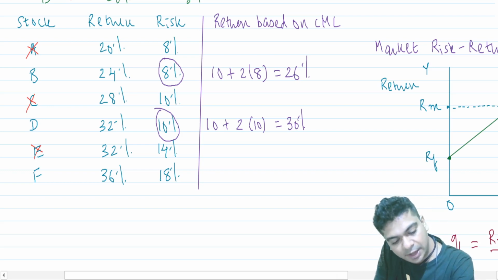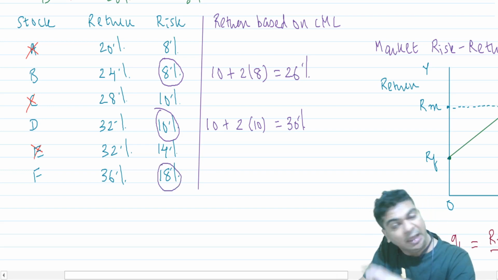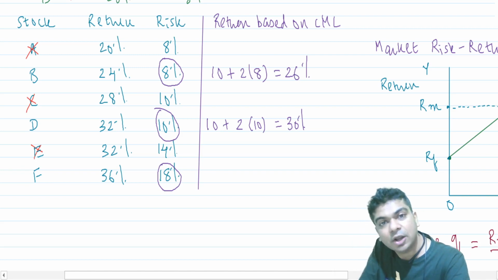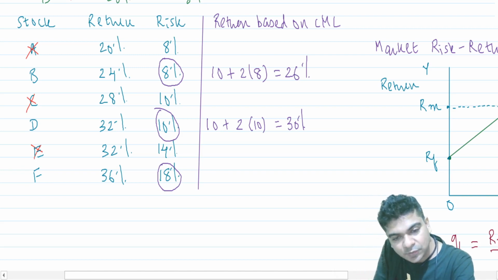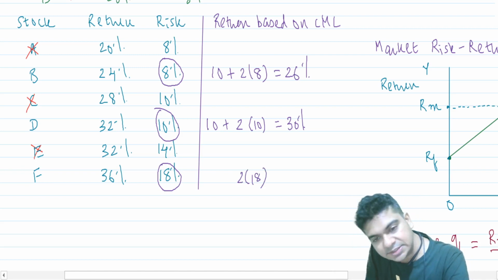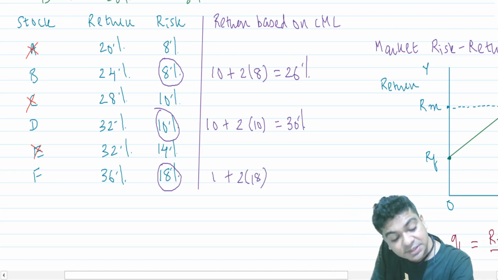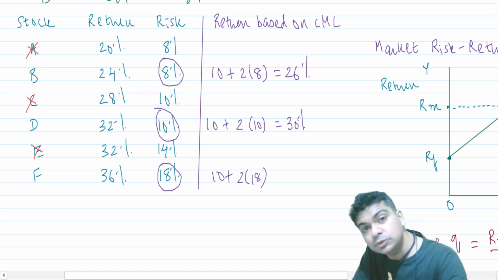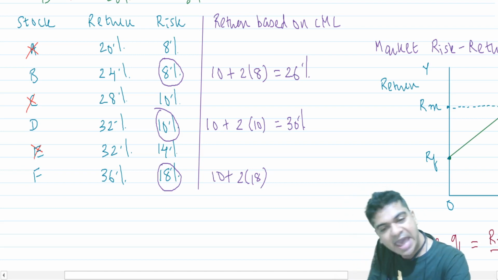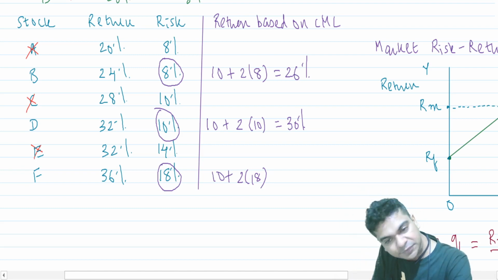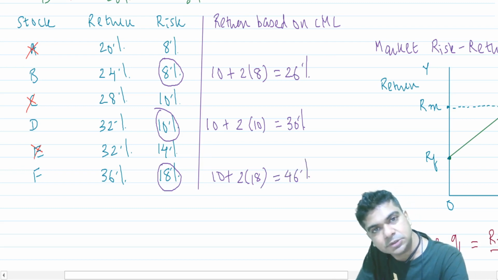And now E is also rejected. So finally for F, I will do the calculation. For every 1% risk, I require 2% return. So I say 2 into 18. So that is 36. But 36 is over and above the risk-free rate of return. So I add 10 to it. Now this is turning out to be 46.